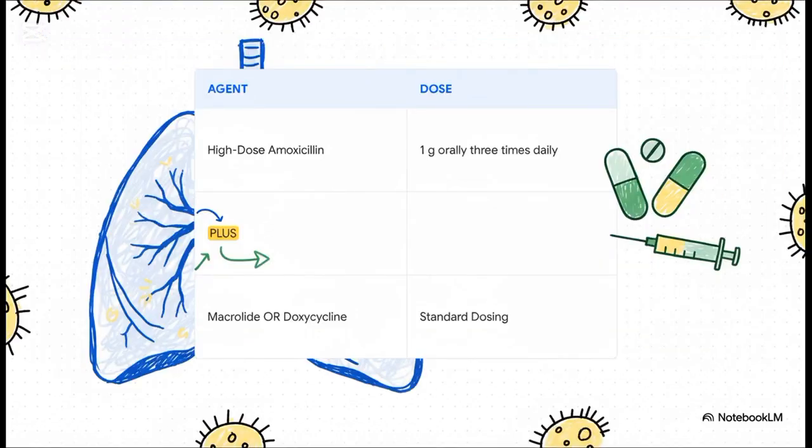So for that first bucket, the healthy patient, we go with a 2-drug combo. The backbone is high-dose amoxicillin, and we use that high dose for a very specific reason: to blast through any potential resistance from strep pneumo. Then we add a second drug, either something like azithromycin or doxycycline, and that's our coverage for those atypical bugs we were just talking about.